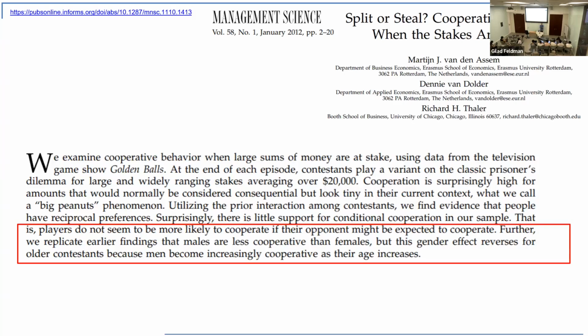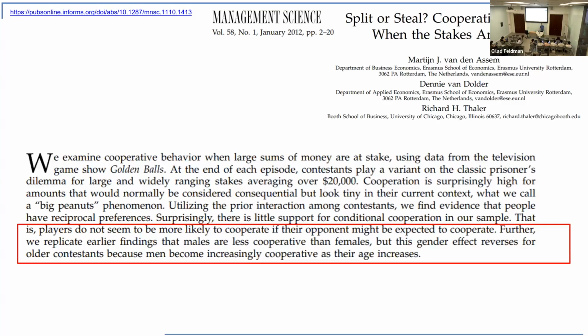So they took the Split or Steal, analyzed all of the episodes throughout all the years, and then did some statistical analysis in order to see what happens. So it's interesting to see some of the insights. For example, cooperation is surprisingly high for the amounts that would normally be considered consequential, but look tiny in their context, what they call the big peanuts phenomenon. Surprisingly, there's little support for conditional cooperation in our sample. So what you saw with this woman, the conditional cooperation or retaliation and revenge, doesn't come across many times in this, for some strange reason.